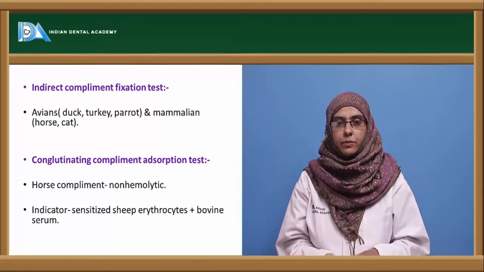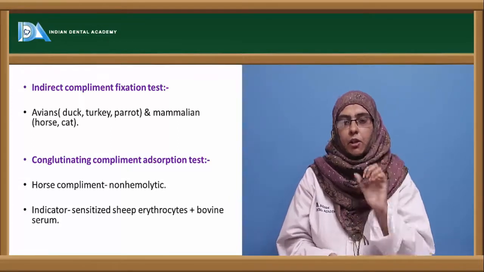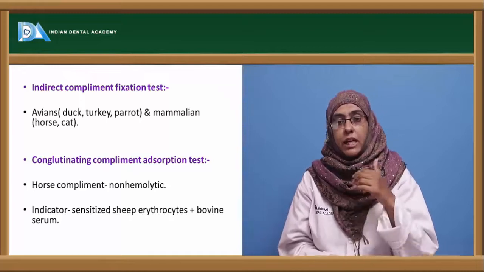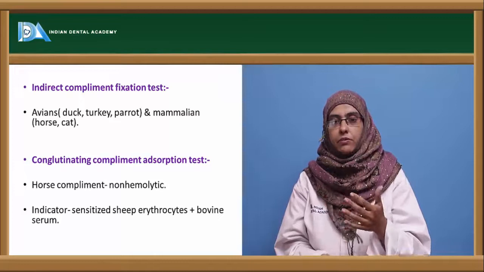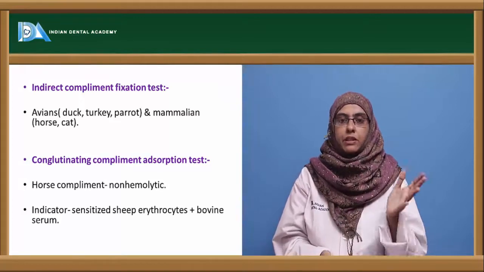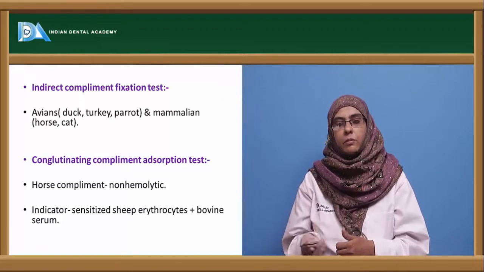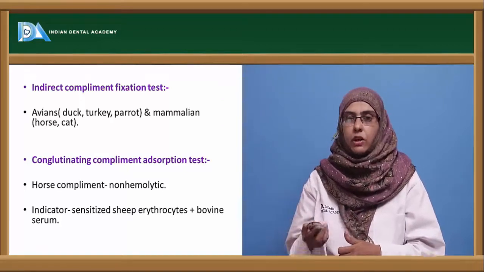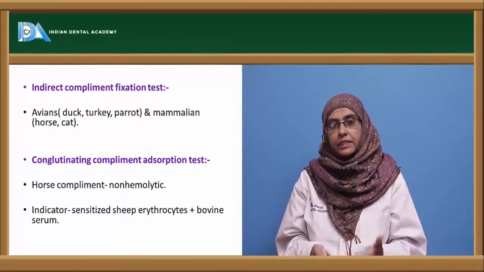In the conglutinating complement adsorption test, the horse antiserum containing the complement is mostly used. Here also the test is used to detect the type of reaction where the guinea pig's complement cannot be fixed. So here an alternative form of complement, that is a horse complement which is non-hemolytic, is used.